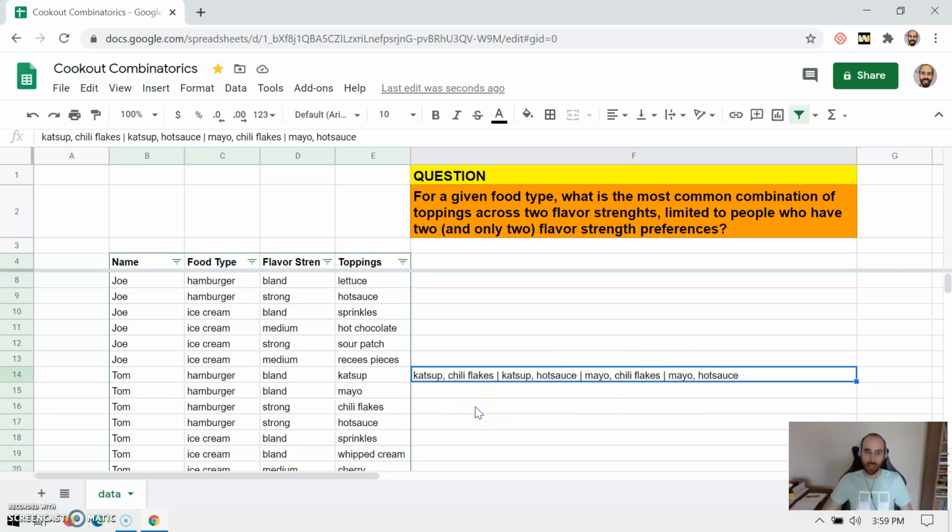That's the challenge. Can you make Excel or Google Sheets do this? I haven't been able to find anything, and I'd be really interested to see how or if anyone can solve this.